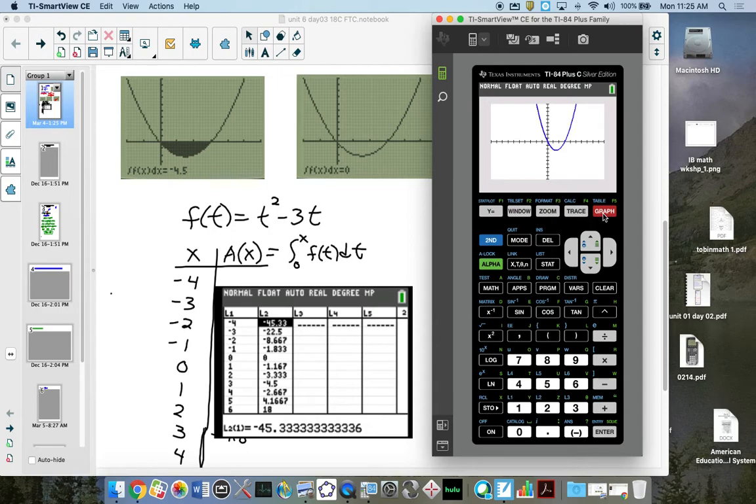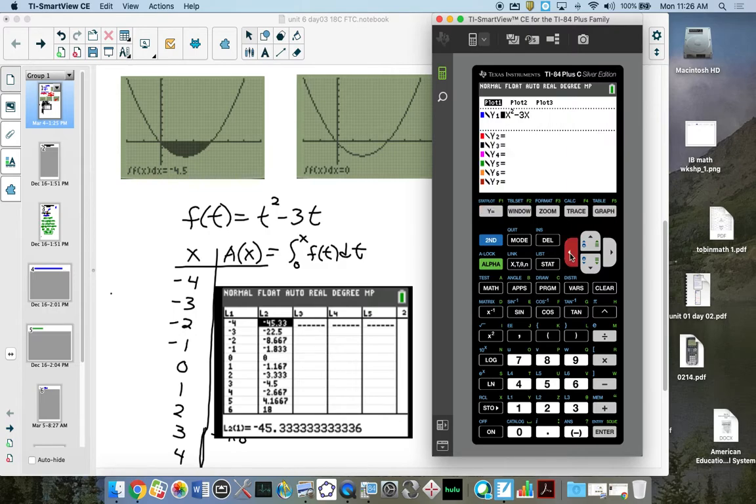So if I hit graph, this is the parabola that we're finding the area from 0 to whatever, between the graph and the x-axis. So now what I want to do is plot all the area values. So I'm going to go to stat plot. I'm going to turn that on. I'm going to have it as a scatter graph. My x numbers are in L1, and my y numbers I put in L2. I'll use the big mark, it'll be easier to see, and I'm going to hit graph. Now, look at those points.